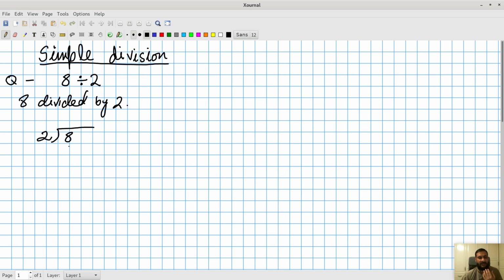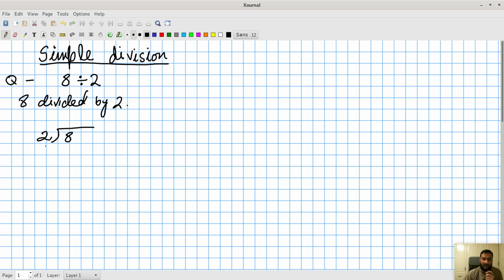Right, and then you start checking. What do you check? Both of these are single digit numbers. So you check if this number is at least equal to or greater than the divisor. If that is the case, then this division is possible without going into the decimal system, the decimal points. In our case, it is true, 8 is greater than 2. So this division is possible.